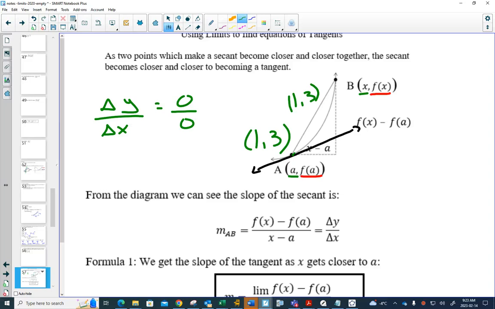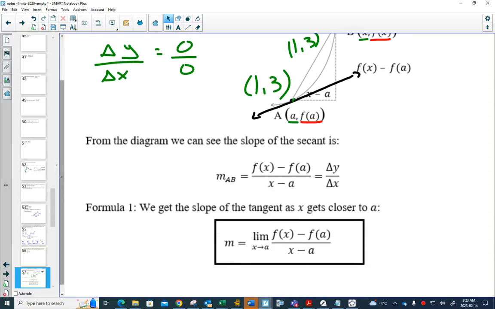So here we have our first formula saying that the slope from A to B is this, but if I make x get close to A, as x approaches A, the bottom will be 0. But if I can find that limit, it will be perfectly the slope. And this is formula 1 for finding the slope of a tangent.